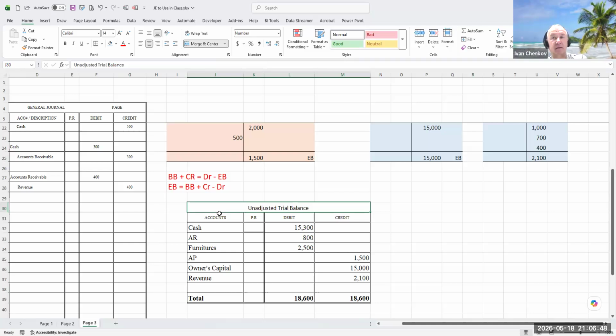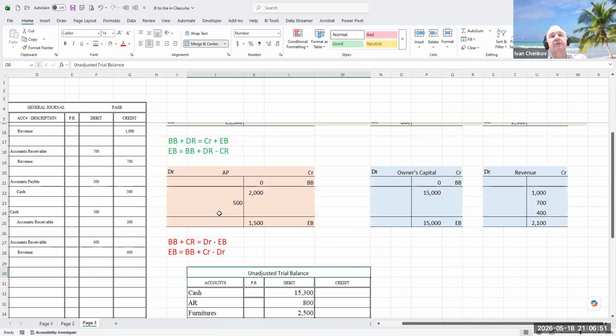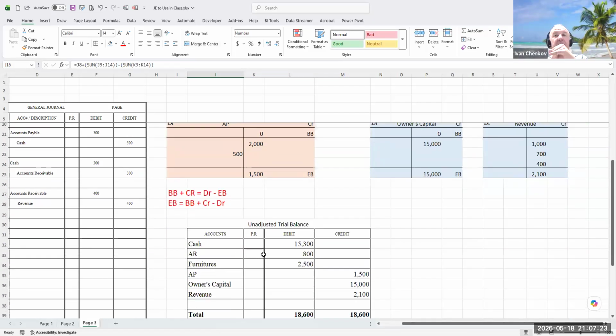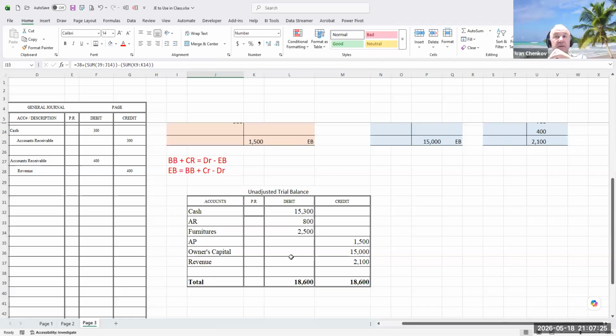And in the following classes, we're going to start making one step further. We're going to do some adjusting entries. And then we're going to prepare financial statements. Now, before we do the adjusting entries, I want us to go over more questions like this: debit, credit, debit, credit, first, moving it to the T accounts, calculating the balances of the T accounts, and getting the unadjusted trial balance.